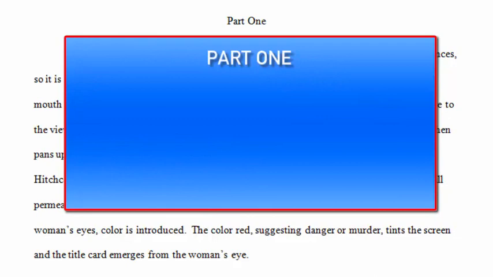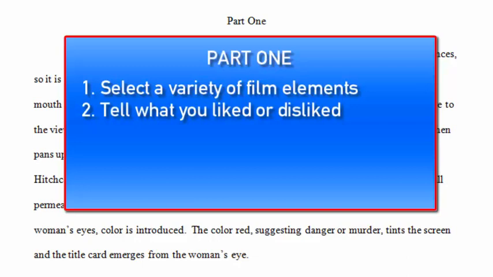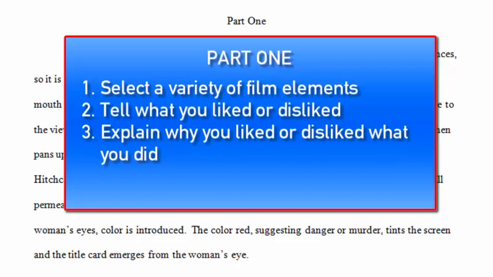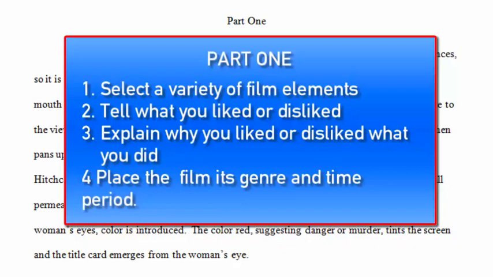In part one, you are to select a variety of film elements, tell what you liked or disliked, and then be sure to tell why you liked it or disliked it. Finally, you are to place the film in a particular genre and time period. So here we go, part one.